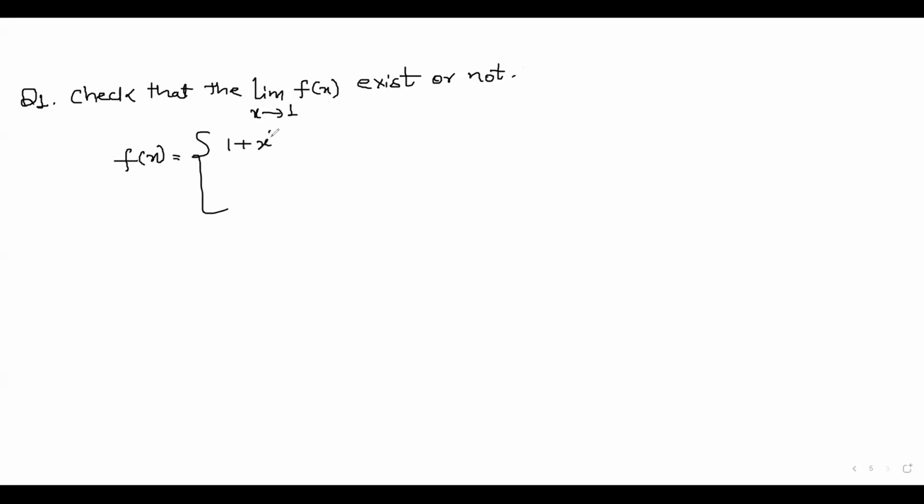The question is: check that the limit as x tends to 1 of f(x) exists or not. f(x) is equal to 1 plus x squared for 0 is less than or equal to x is less than or equal to 1, and 2 minus x for x is greater than 1. We need to check whether this limit exists or not.